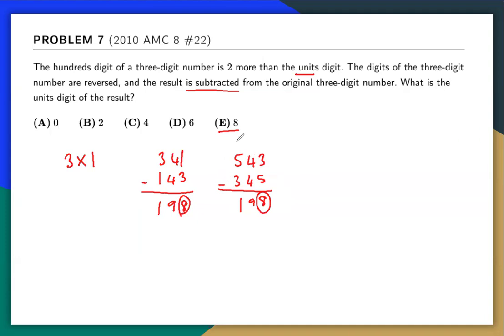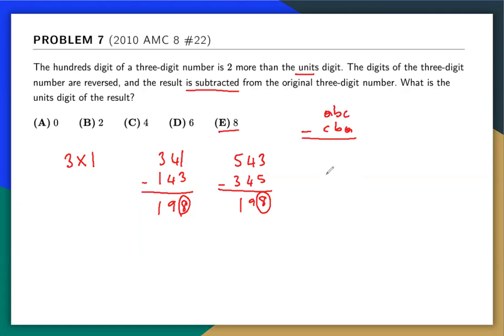So on the test, you can just go with this. You don't have to prove this and stuff like that. But if you are doing this as practice, you may ask why this is always the case, or is this always the case, right? So you can just say ABC is a 3-digit number, and when you swap it, you get C, B, and A. And our goal is just to subtract these.